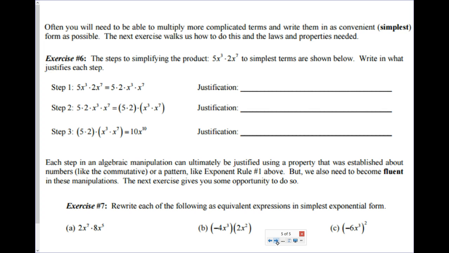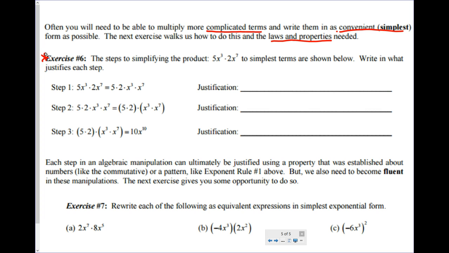Often you will need to be able to multiply more complicated terms and write them in a convenient, simplest form as possible. This next exercise walks us through how to do this and the laws and properties needed. Like in the previous lesson, we've learned two properties: the associative property and the commutative property. Now we're learning this third one, this exponent property. So thinking of those three properties, let's take a look at exercise number 6.